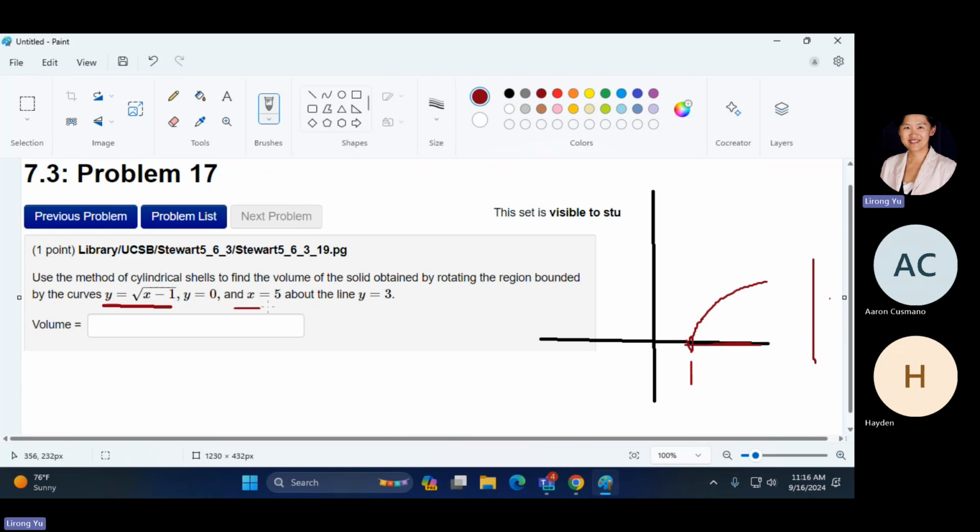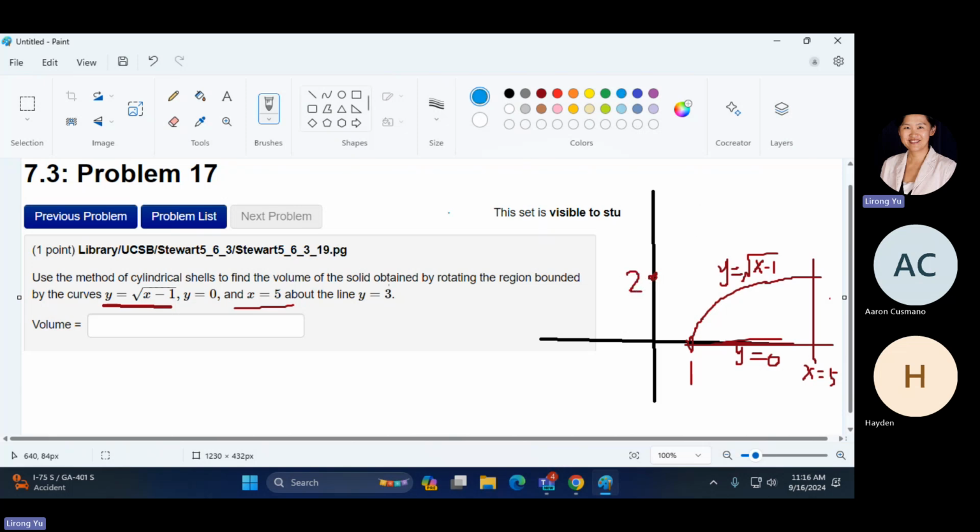So x equal to 5 is a vertical line. The bottom line here is y equal to 0. The top curve is y equal to root of x minus 1. We're revolving about y equal to 3. So first, if x equal to 5, we find that point. This point is clearly 1, 0, so that point is also one of the corner points. If x equal to 5, we put into the function root of 5 minus 1, root of 4. So that would be 2. So you can see that this boundary is 2.